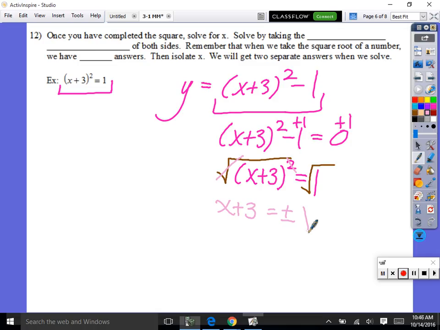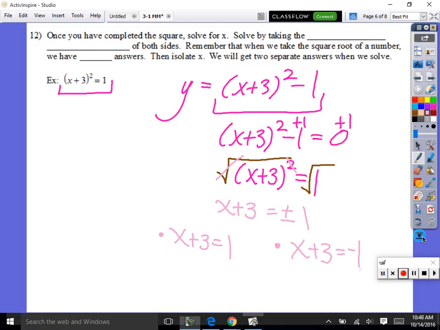This is really just x plus 3 equals positive 1. So I'm just going to write 1. I'm going to have that, and then I'm going to go over here, and I'm doing a bullet point, just showing my work. We also have x plus 3 equals negative 1. Does everybody understand?